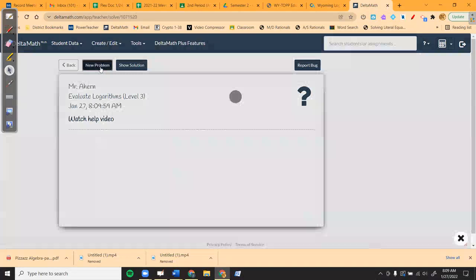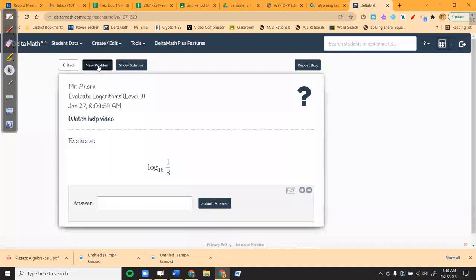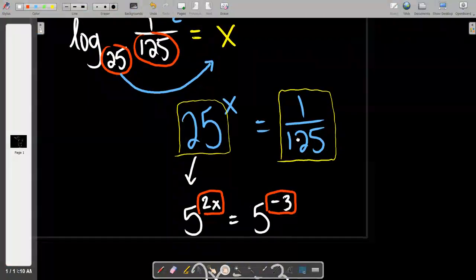Now, are any of these fractions? Oh, there we go. Good. Nice. Let's do this one. Log base 16 of 1 over 8. Make sure I get this right this time. Log base 16 of 1 over 8.